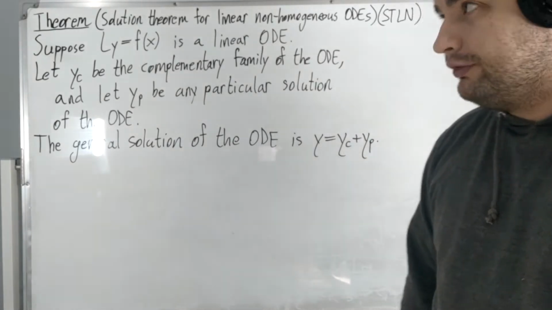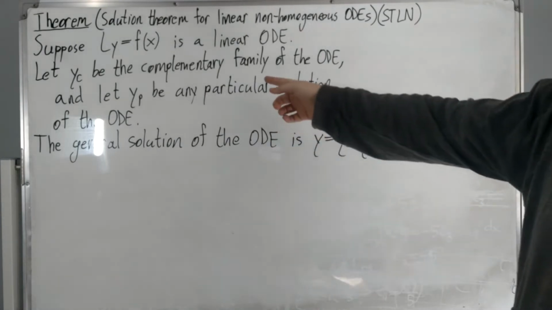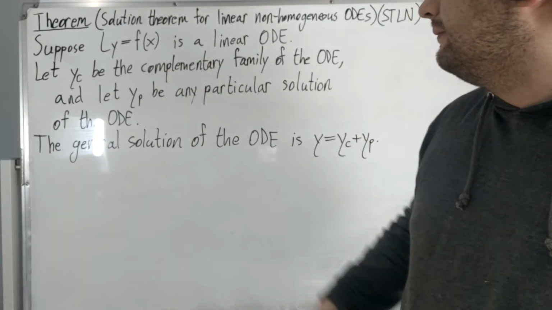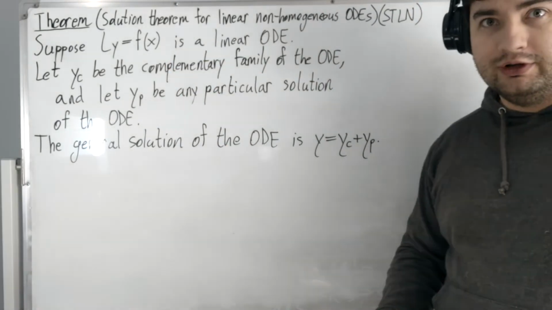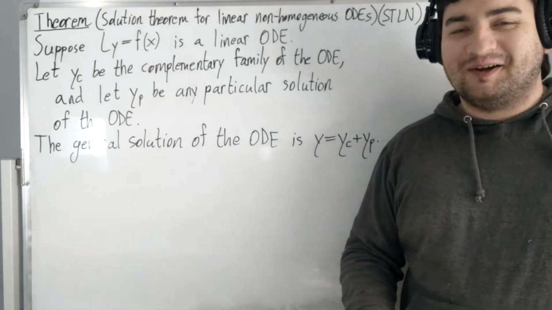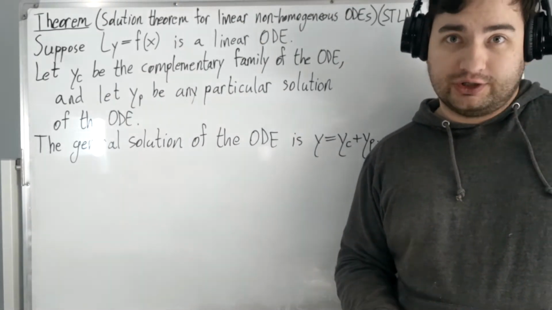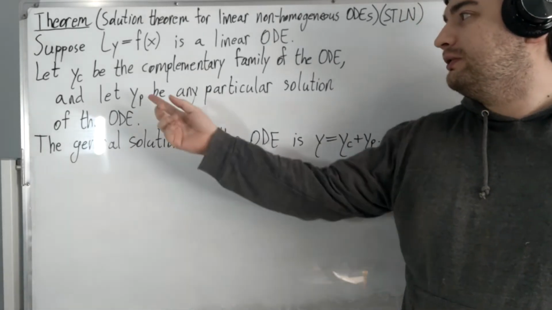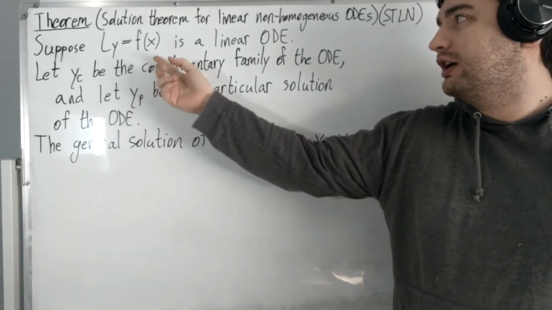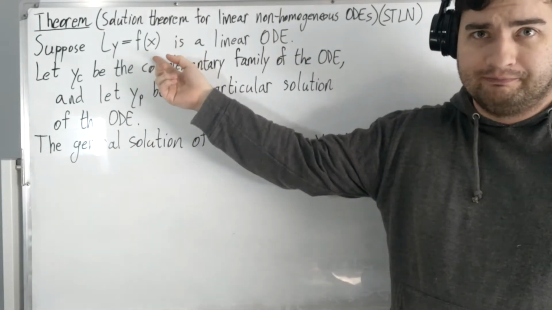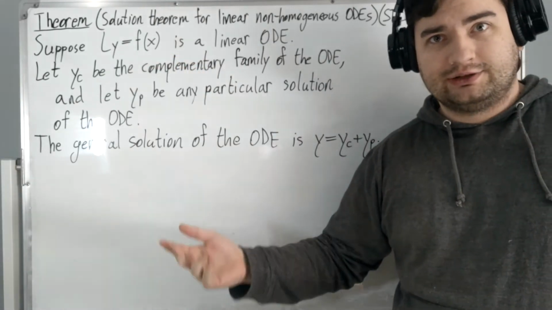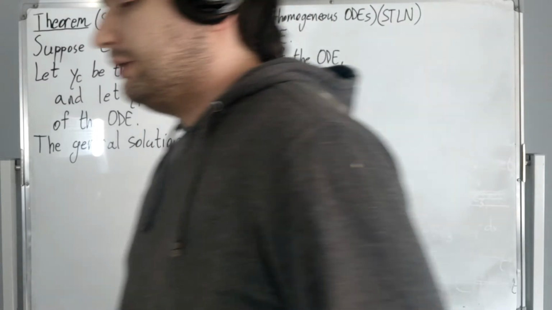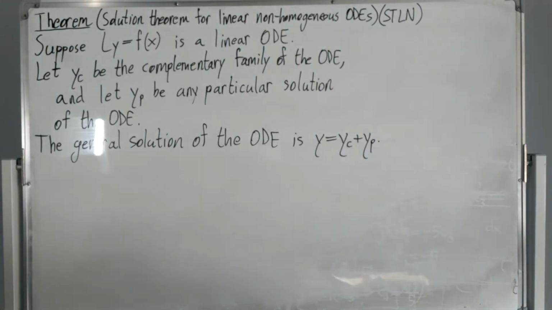Okay, so we already know how to find the complementary family of a linear ODE with constant coefficients. We know this because of the previous 2 lectures. What we don't know yet is how do you find a particular solution of this ODE? That's the main thing that we're going to be focused on today.